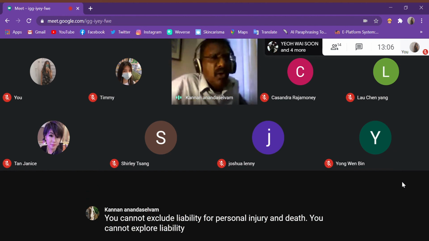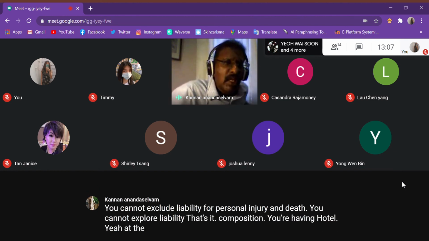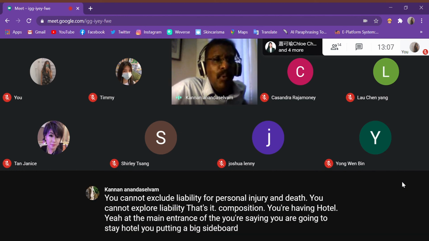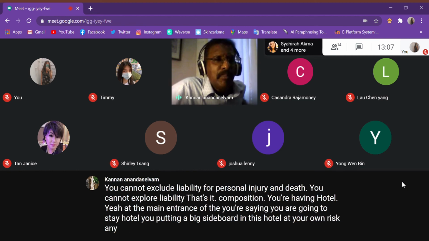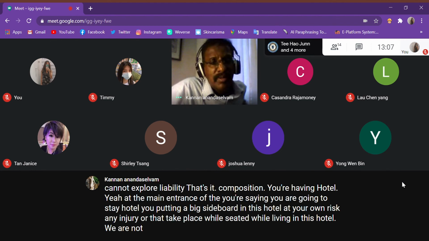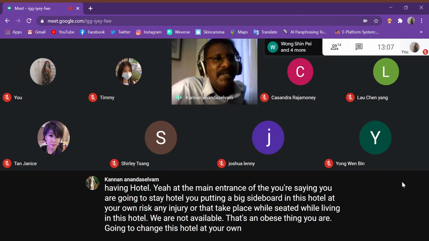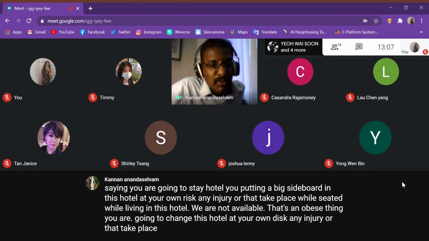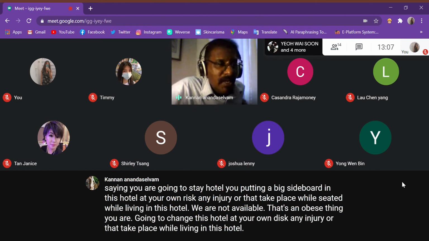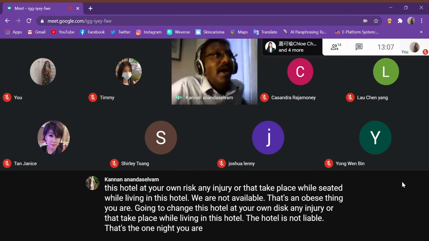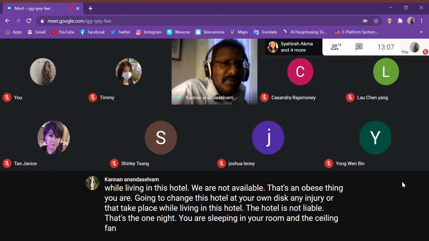Let's say you're having a hotel here. At the main entrance of the hotel, you're putting a big signboard. It says you are going to stay in this hotel at your own risk. Any injury or death that takes place while staying in this hotel, the hotel is not held liable. Let's say one night you are sleeping in your room and the ceiling falls and you're injured. Can you sue the hotel?